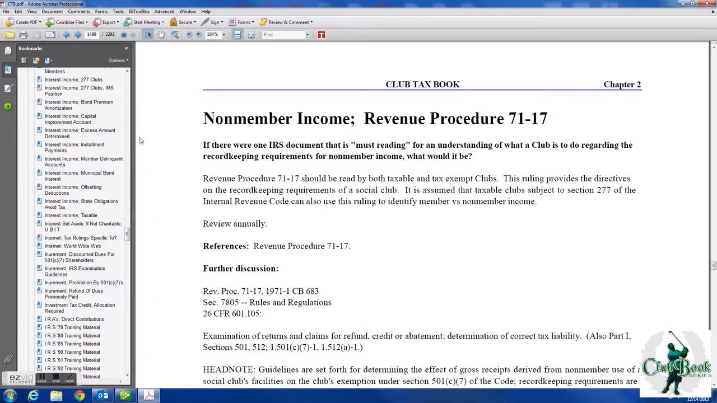So this is the rule. This is the actual copy of the revenue procedure that every club controller and club management needs to know about. So if there were one document that is must reading in understanding what a club must do for record keeping, it is Revenue Procedure 71-17. This is, as I say, required reading.